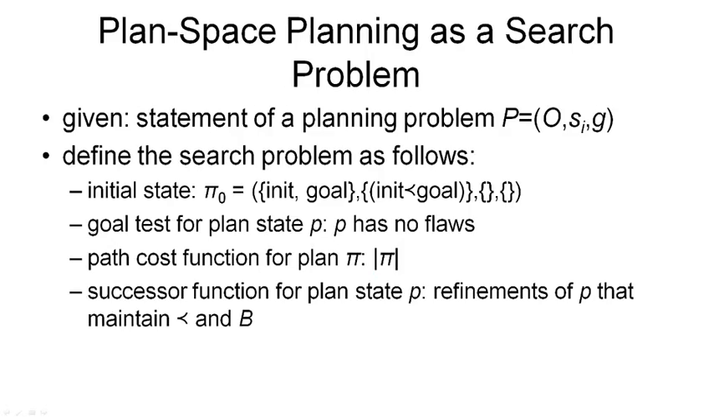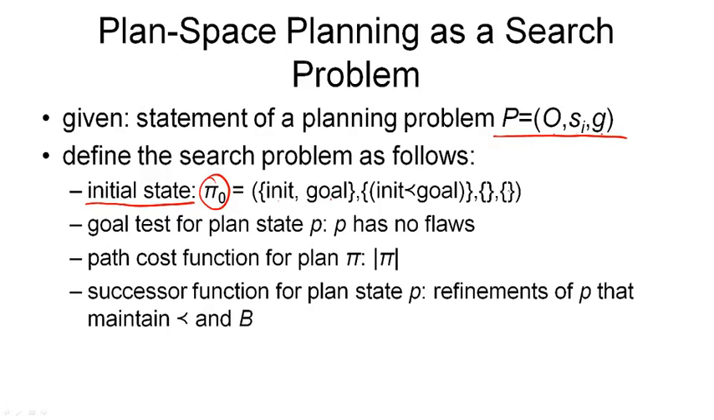So here's a quick recap of the search problem as we've defined it so far. We are given the statement of a planning problem consisting of a set of operators, an initial state, and a goal condition. Then we need to define a search problem, which consists of an initial state, and our initial state was the empty plan, which isn't quite empty. It consists of the init action and the goal action. These were the two dummy actions we've introduced to encode our initial state and the goal condition into the plan. And then we have one ordering constraint, namely that the init dummy action must come before the goal dummy action, and we have no variable bindings and no causal links initially.